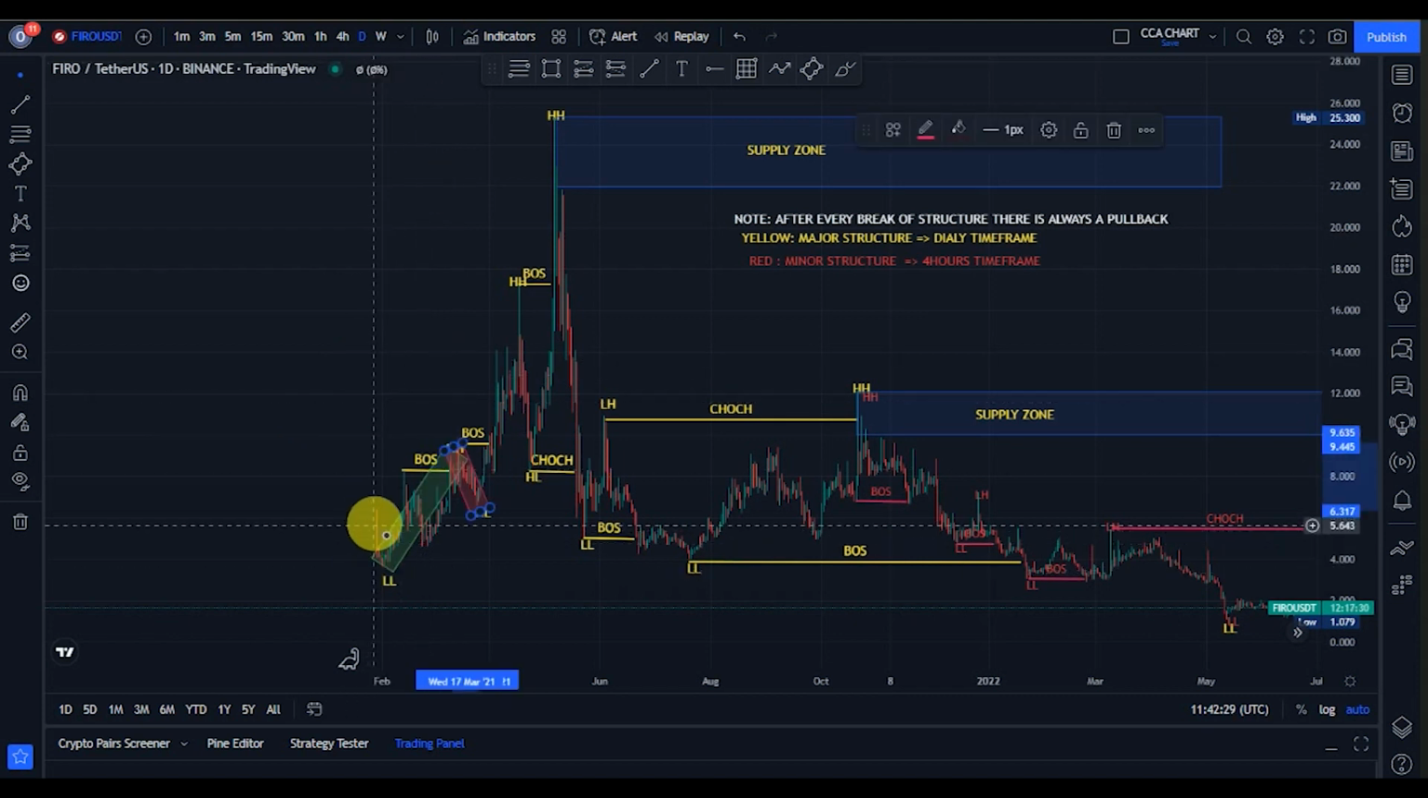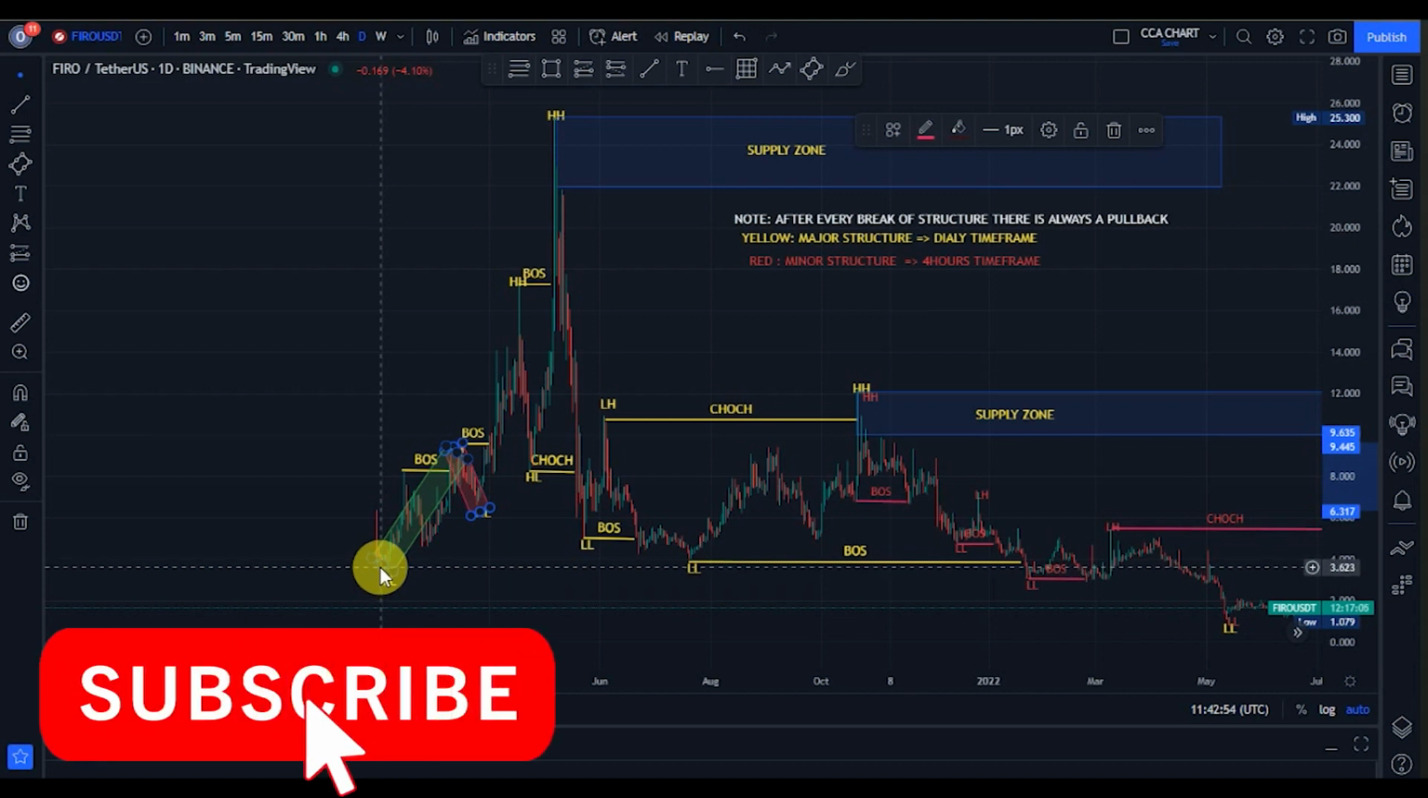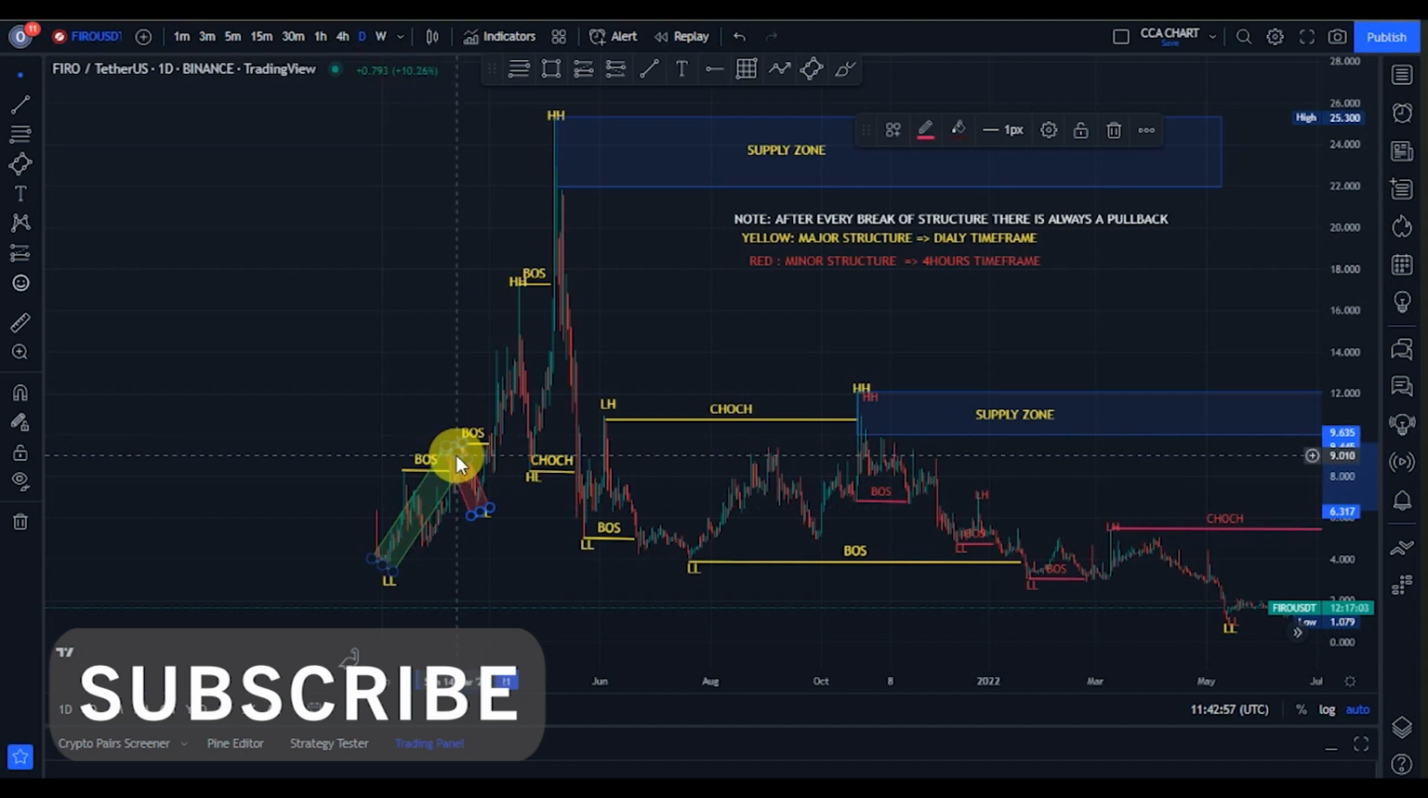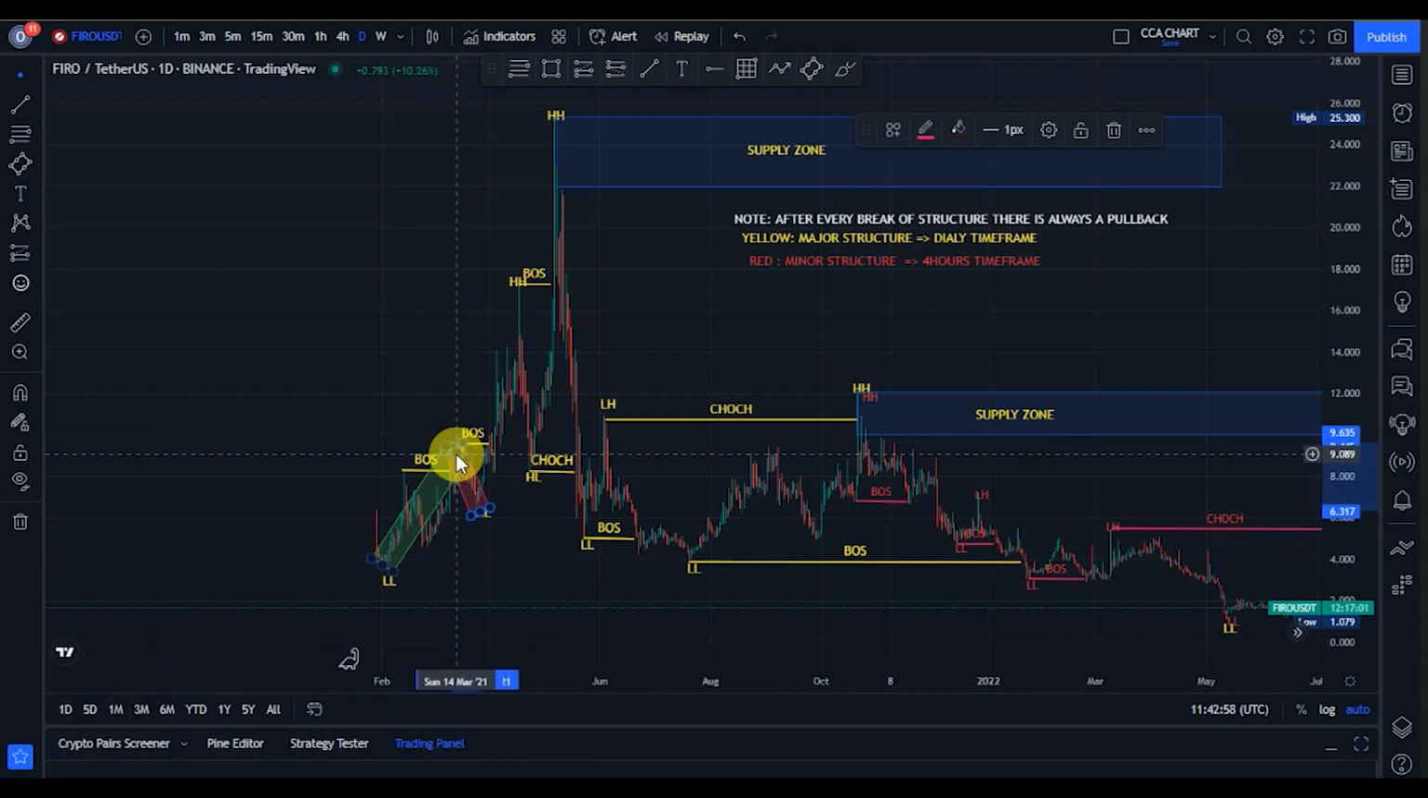So guys, the Firo token was launched in February 2021 at the price of $6.3. Guys, the bears took the price back down to about $3.4. And the first break of structure we are seeing on the Firo token was a break of structure to the upside. The bulls took the price from that $3.6 and rallied up to $9.